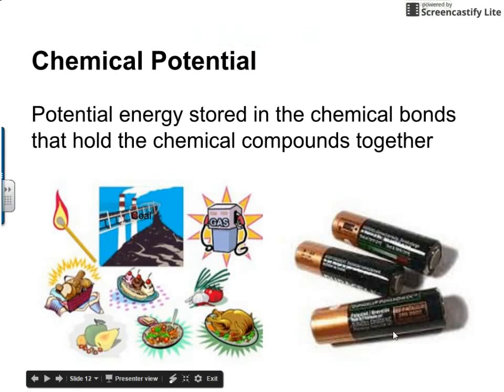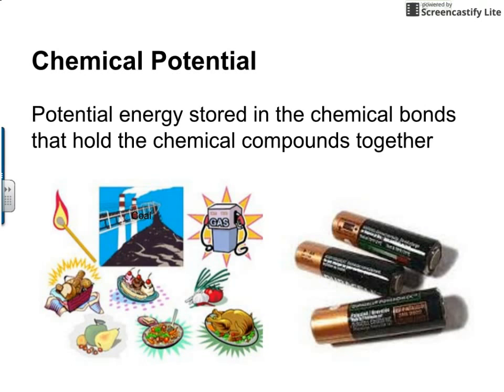So our next type of potential energy is chemical potential energy. This is one you're probably familiar with because it involves you every day of your life. Potential energy is stored in the chemical bonds that hold the chemical compounds together. So when you eat, you are releasing the potential energy in the food that you are eating. There's chemical potential energy in the food that we eat.